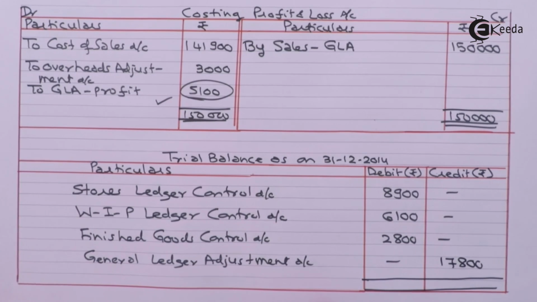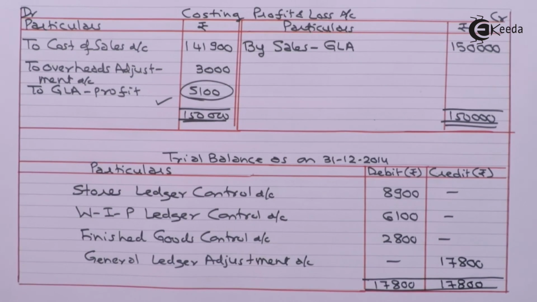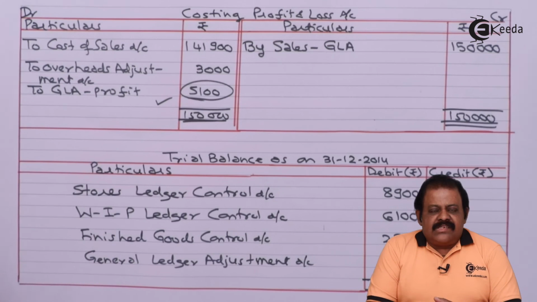Now we can close trial balance. Credit total is 17,800. We are required to take debit total. So trial balance is tallying, indicating that we have done all correct posting in ledger. In this question we have learned how to prepare various accounts under non-integrated system ledger kept of costing record.